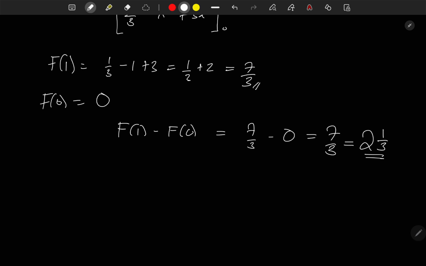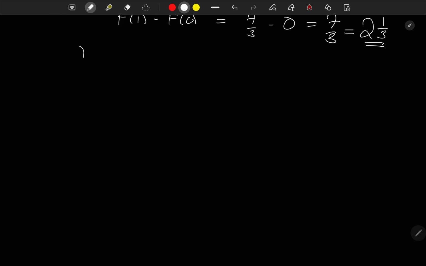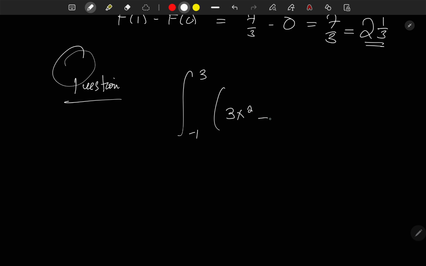Now, let me give you what you are going to work out. Here's a question for you. Evaluate the integral from -1 to 3 of 3x squared minus 2x dx.